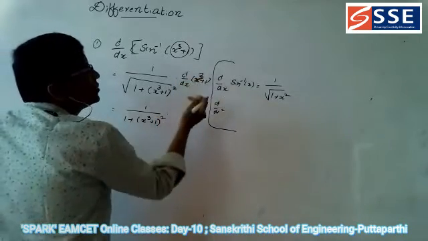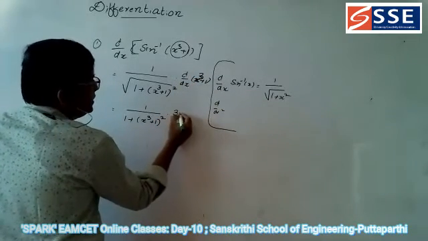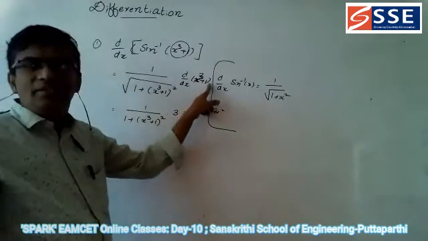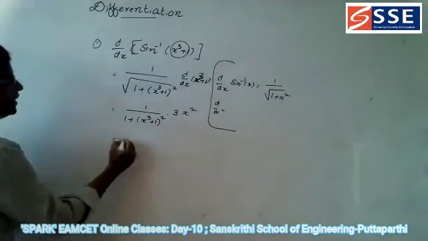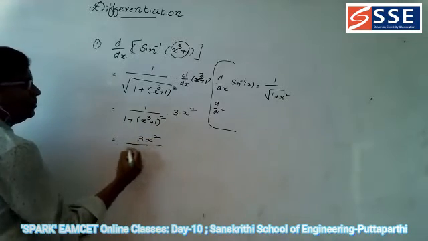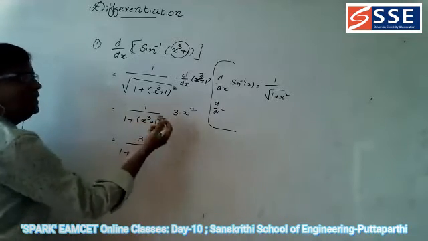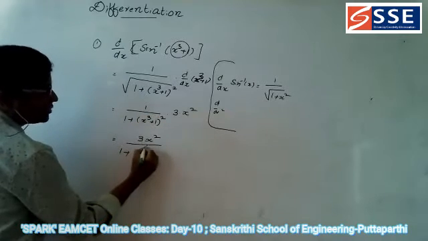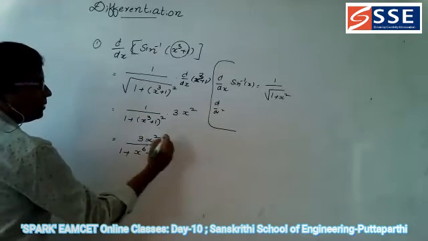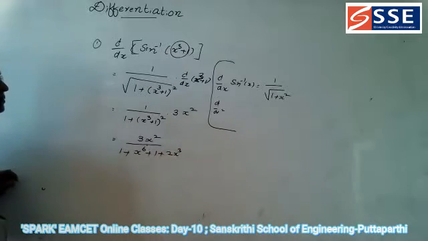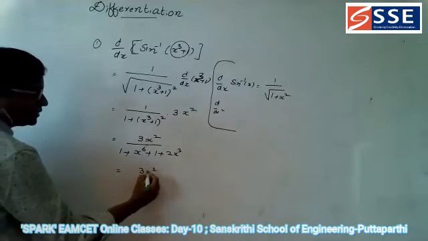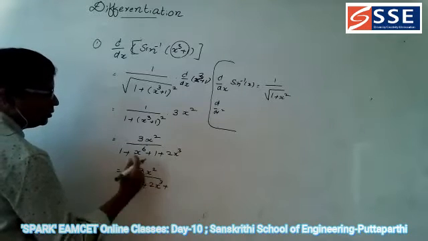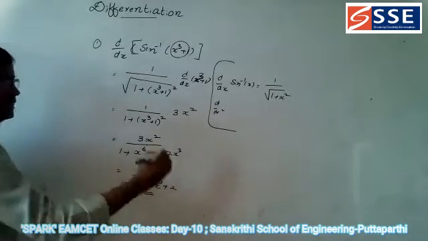So d by dx of x cubed is equal to what? What is the answer? 3 into x square. As well as d by dx of 1 is 0. So the answer is 3x square divided by root of 1 plus. Suppose you expand it, no problem at all. A plus b whole square: a square is x power 6, b square, plus 2ab. So this is equal to 3x square divided by root of 1 plus x power 6 plus 2x cubed plus 2. So this is the answer.